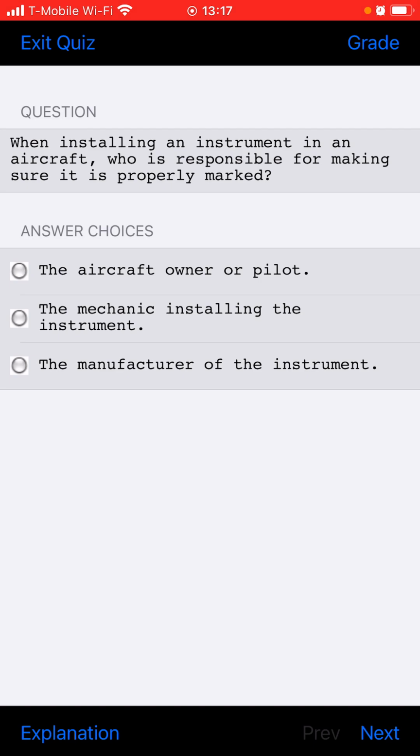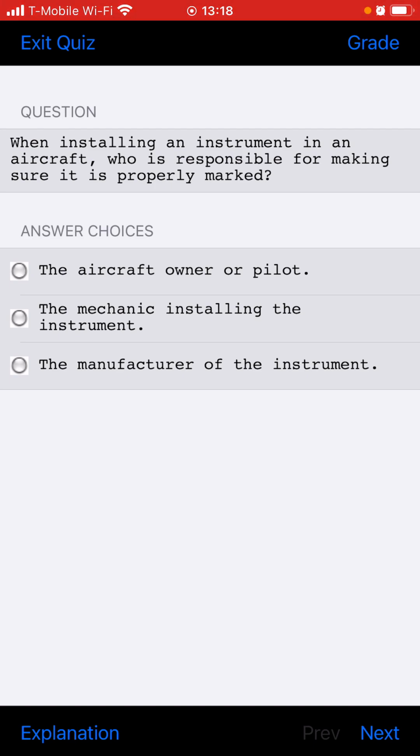Next, what is the name of the effect that causes a gyro to respond to applied force at a point 90 degrees further in the direction of rotation? Gyroscopic precession.